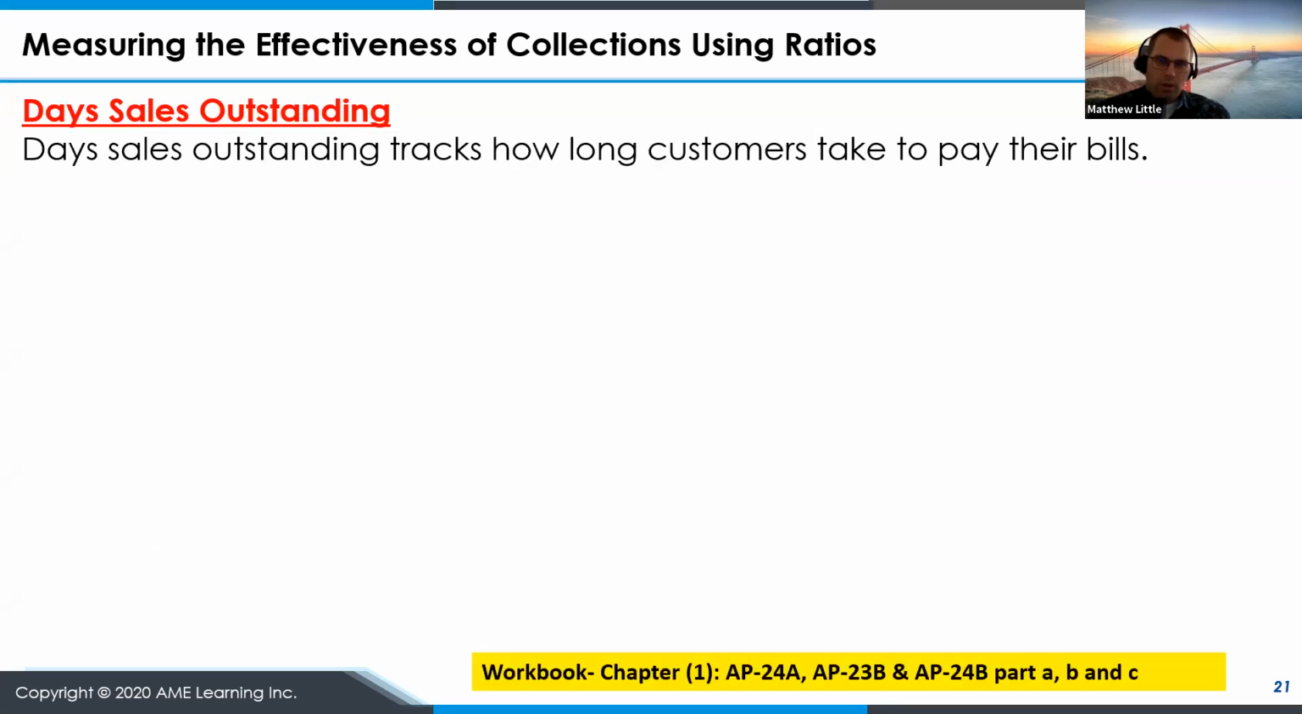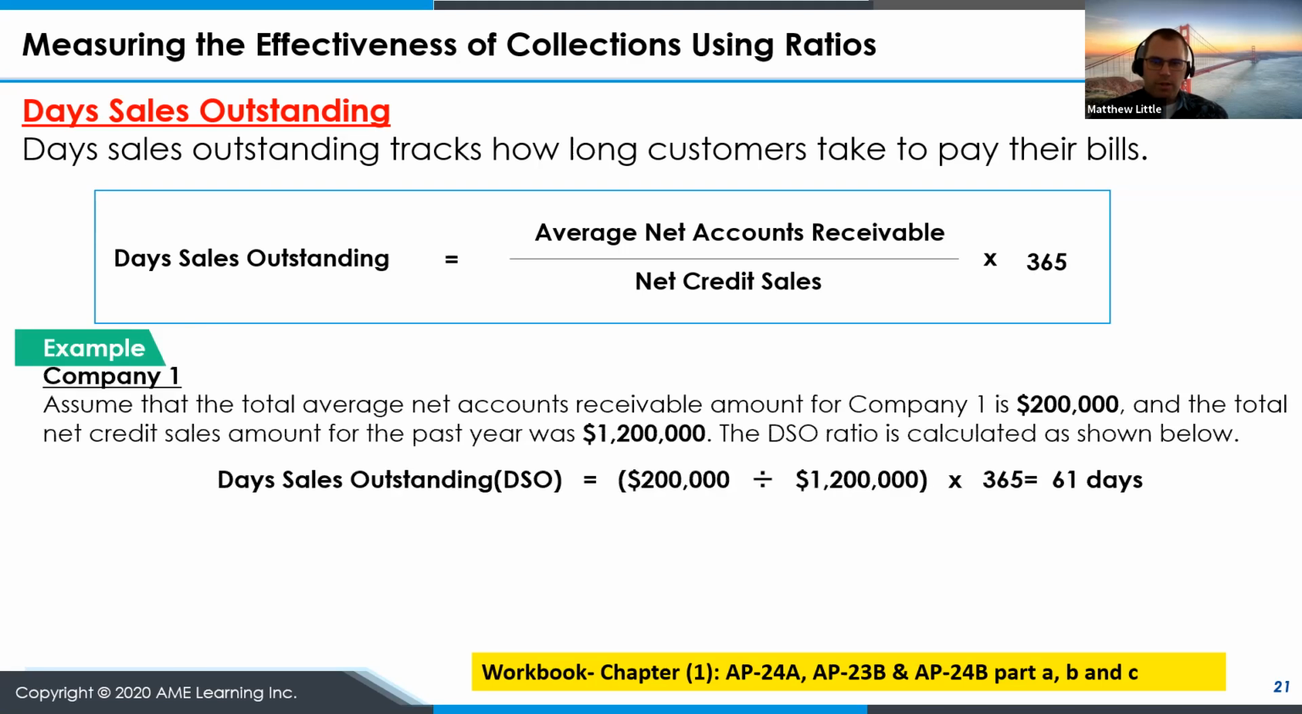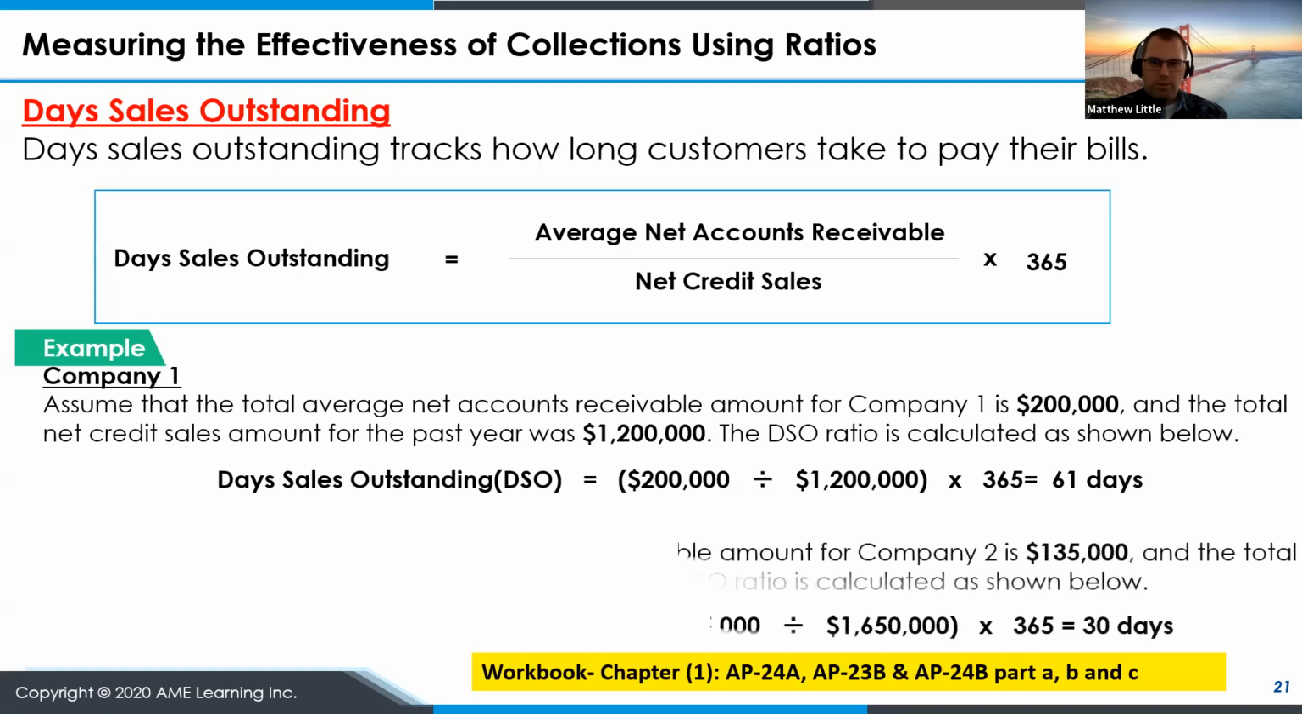Another ratio we look at when looking at accounts receivable is the days sales outstanding. So it's how long customers typically take to pay their bills. And this formula is average net AR divided by net credit sales times 365 days. So example, company 1, the net AR is 200, the net credit sales is 1.2 million. The days sales outstanding for that company then is 61 days. So typically it takes 61 days for a customer to pay their balance owing.